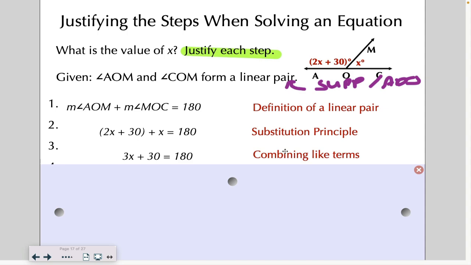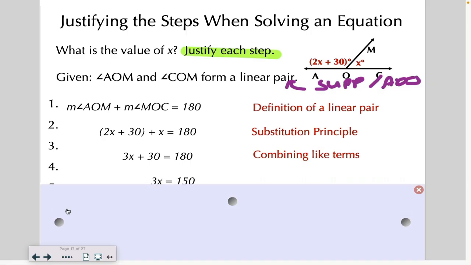What we got next? Elena? I have 3x plus 30 minus 30 equals 180 minus 30. So let's talk about that. You do not need to write the minus 30 unless you feel like it. I personally don't think that any of you in here do. I'm not going to tell you you can't. I would just jump right from 3x plus 30 equals 180 to 3x equals 150. What's the justification for that though, everybody?